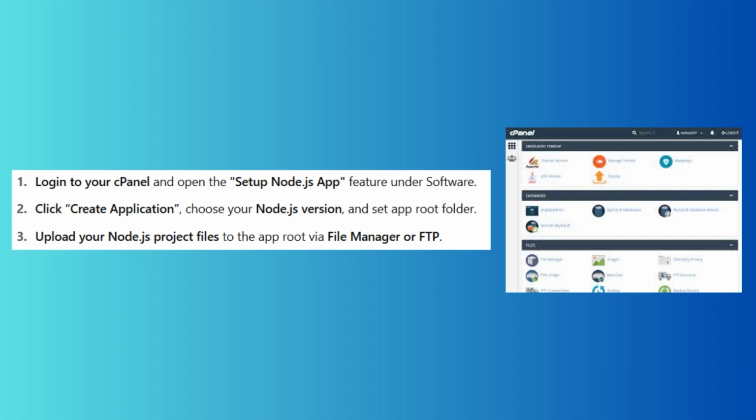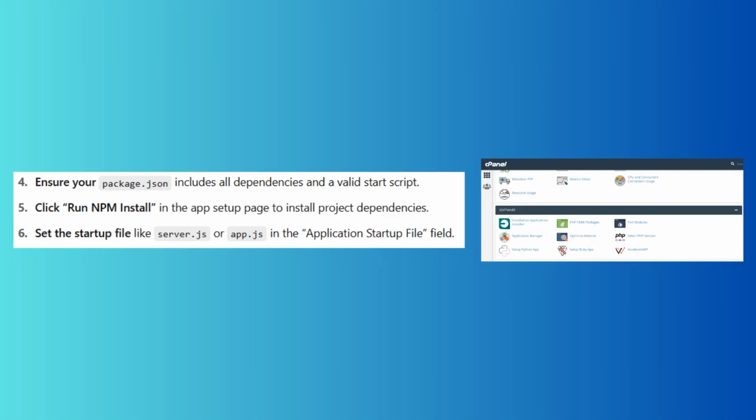Now upload your Node.js project files to the app root via File Manager or FTP. Ensure your package.json includes all dependencies and a valid start script. Then click Run npm install in the app setup page to install project dependencies.